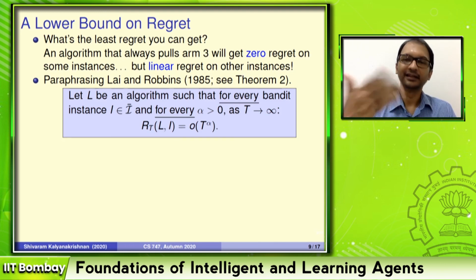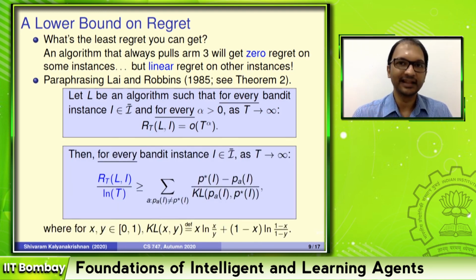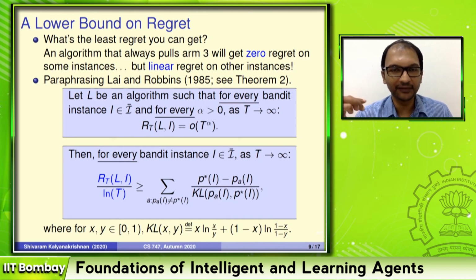Suppose. Now comes the second part of the statement, which says then for every bandit instance in I bar, as T goes to infinity, the following statement is true. If you take the ratio of regret to log of T, the natural log of T, that number is bounded by this big quantity here on the right hand side. It suffices for you to just think of this number as a constant. In fact, it is a constant. Let's maybe look at what it is.